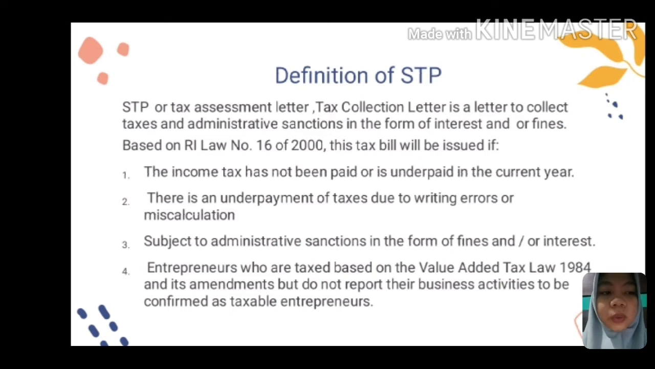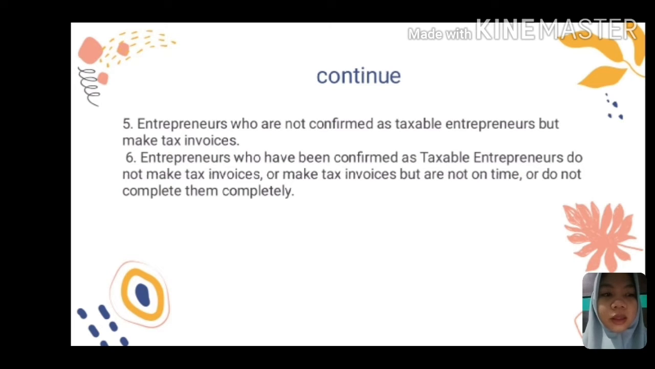Fourth, entrepreneurs who are taxed based on Value-Added Tax Law 1984 and its amendment, but do not report their business activities to be confirmed as taxable entrepreneurs. Fifth, entrepreneurs who are not confirmed as taxable entrepreneurs but make tax invoices. Sixth, entrepreneurs who have been confirmed as taxable entrepreneurs do not make tax invoices or make tax invoices but are not on time or do not complete them completely.